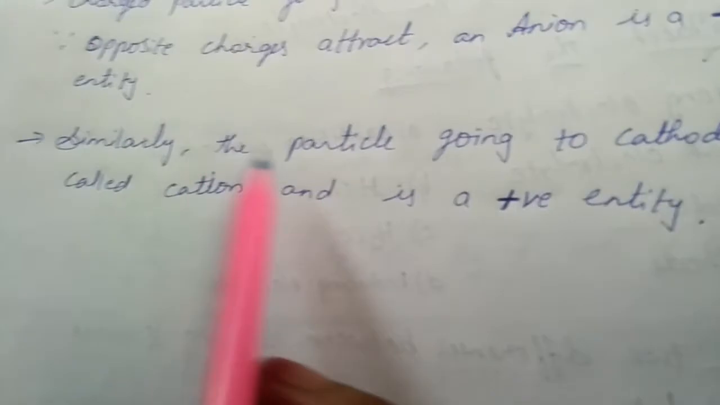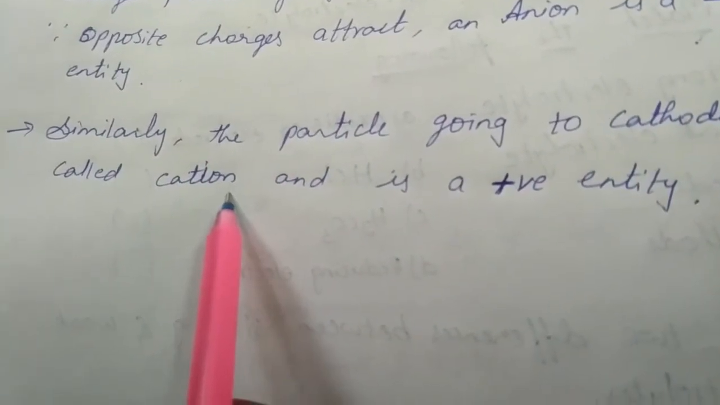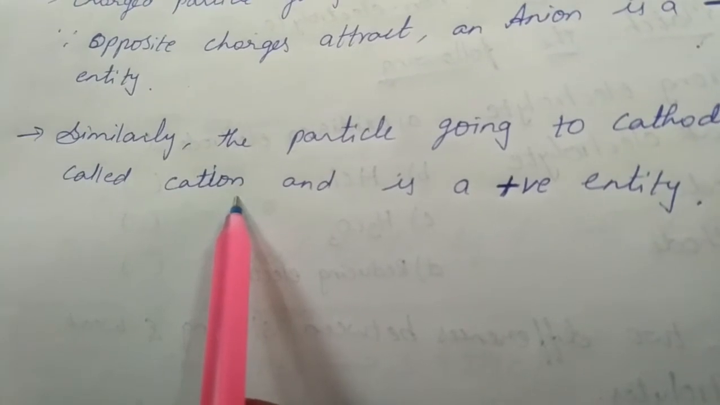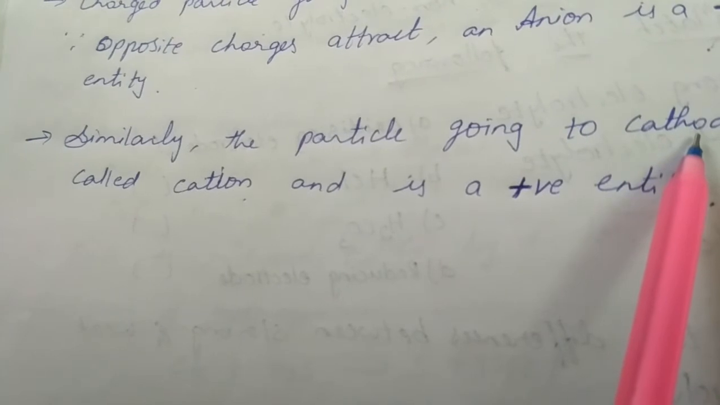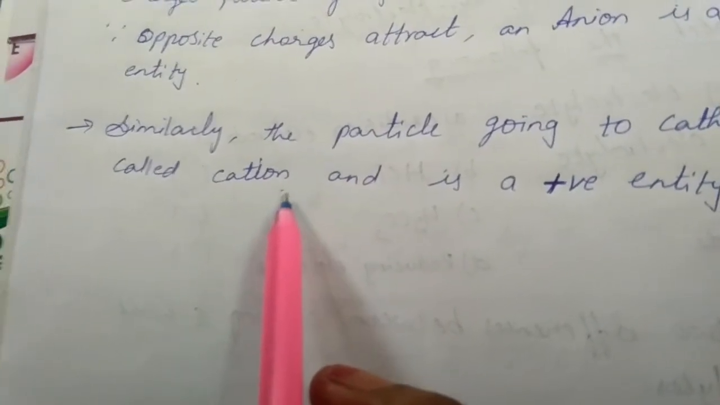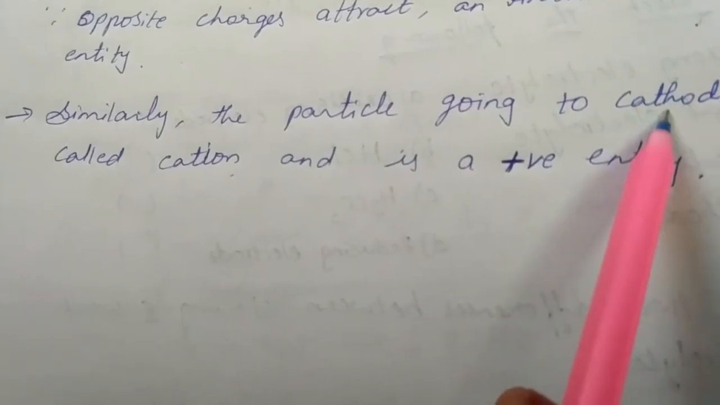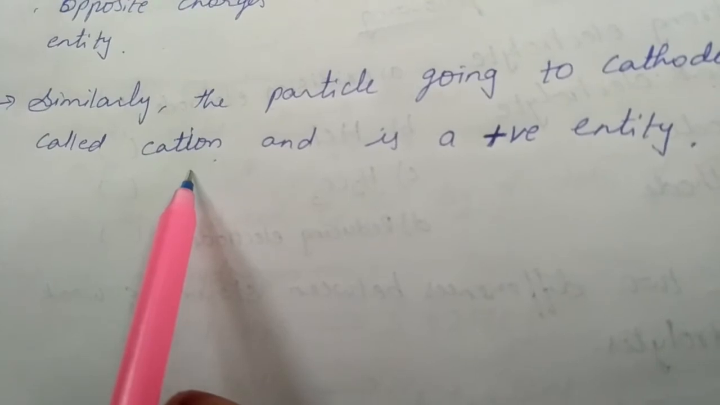And similarly, the particle going to cathode is called a cation. Cation means positive charge. And as cathode is connected to the negative terminal of the battery, the positive ions will be attracted towards the cathode, and cathode will be getting the cations.